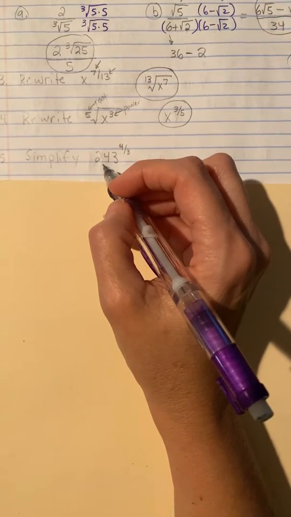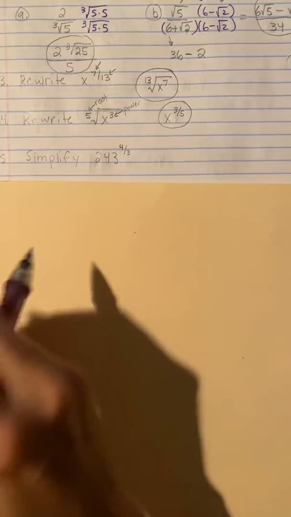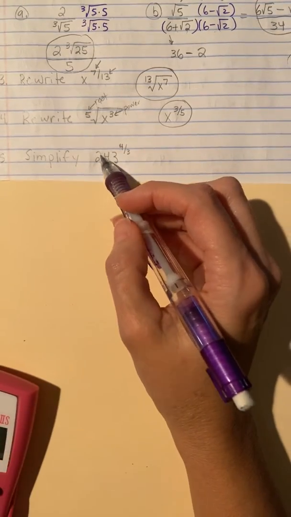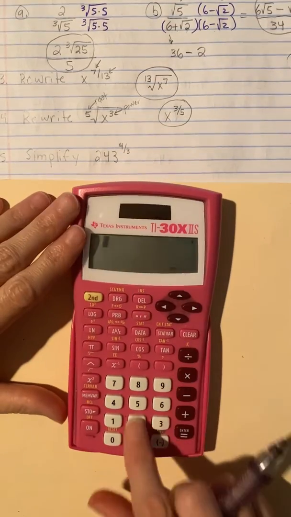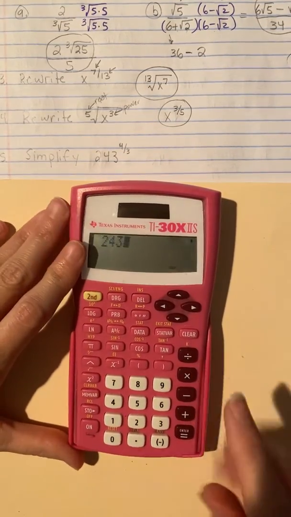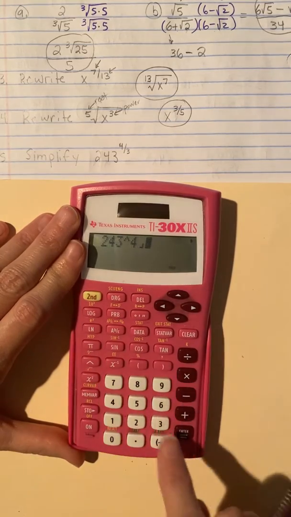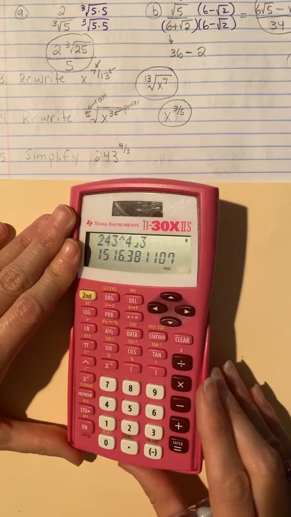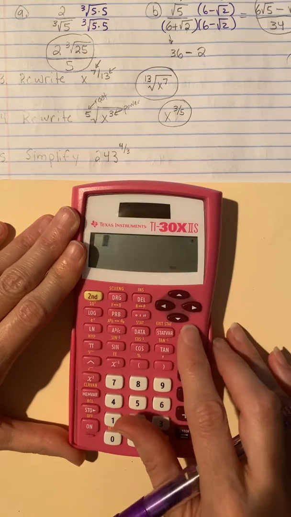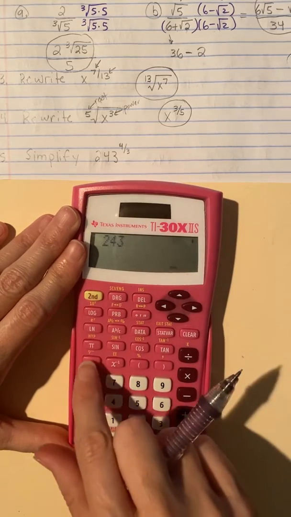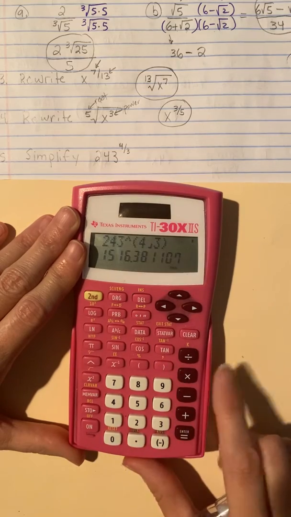On this test, this review, and this eventual test, whenever you see all numbers in the problem, try it in a calculator, because it's very possible that the calculator does this. So 243 raised to the 4/3 power. Ew, gross. So this did not work, but I think I punched it in wrong. 2 raised to the 4/3. Oh, nope, it's just ugly.